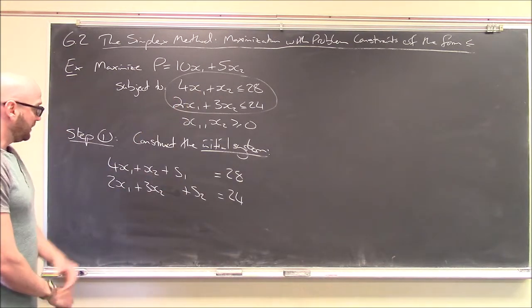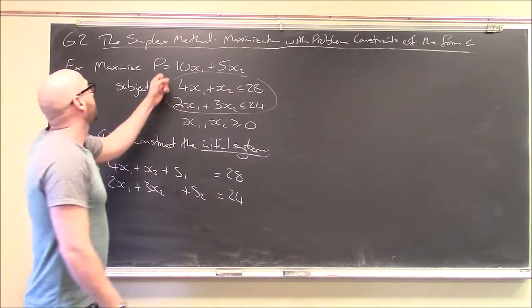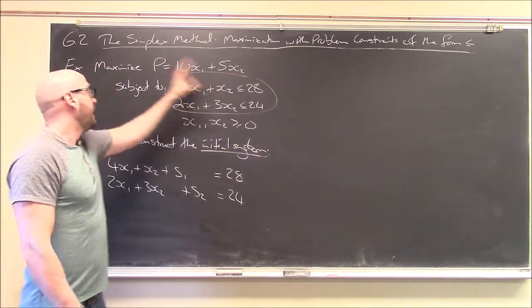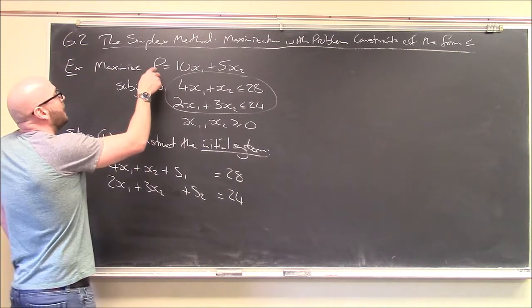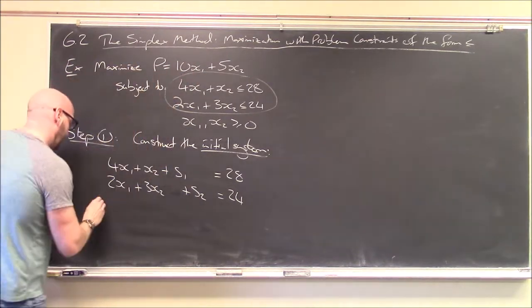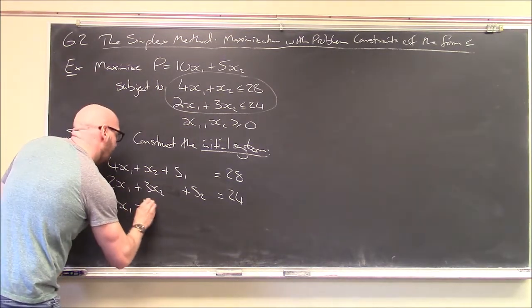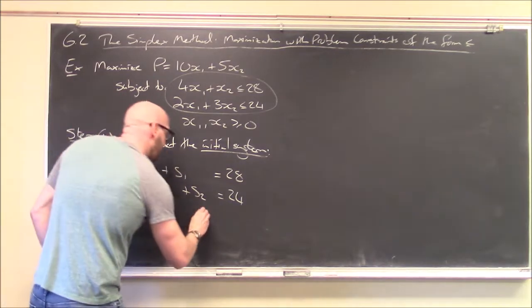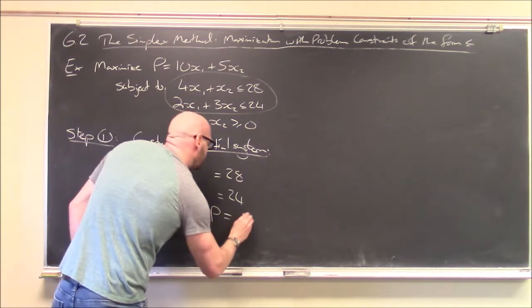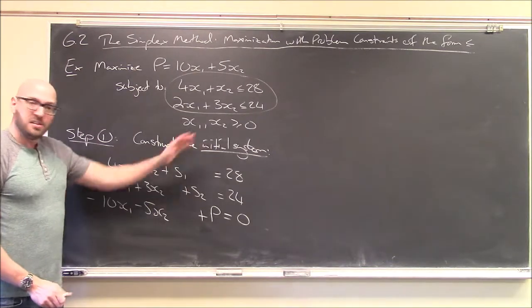And there's one more thing I have to do, and the order here matters, so you put the E system first, and then down below it there's one more thing. You take your objective function and you rearrange it. So I want P to be positive, but I'm going to move everything else to this side. So we've got minus 10x1 minus 5x2 plus P equals 0.